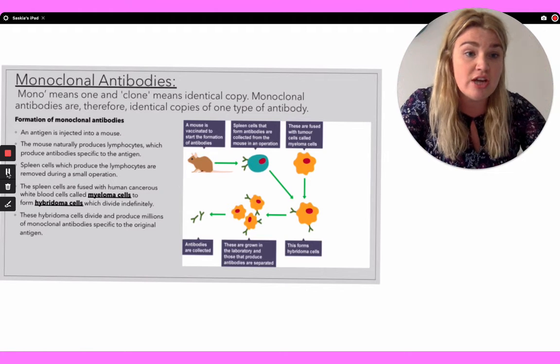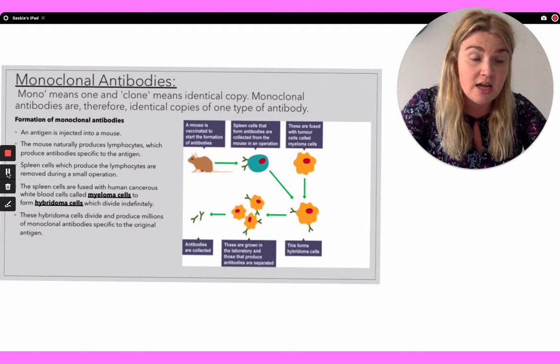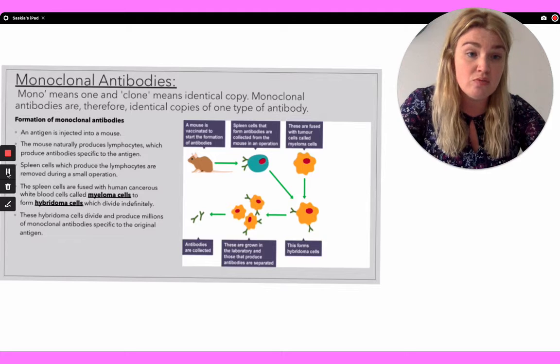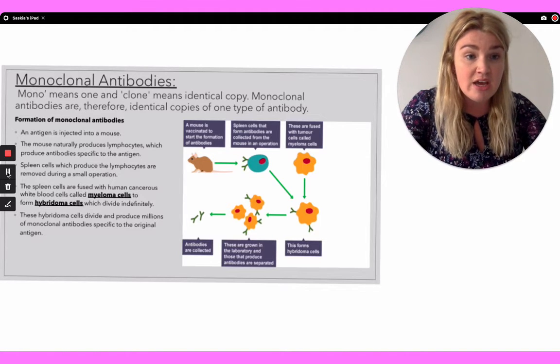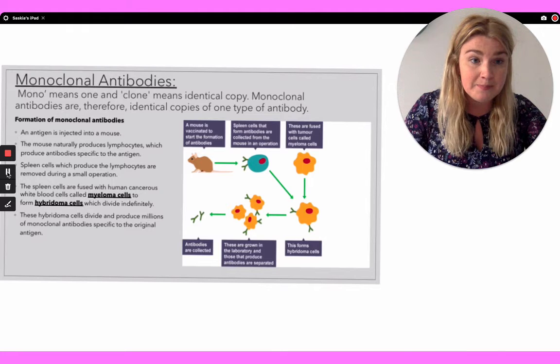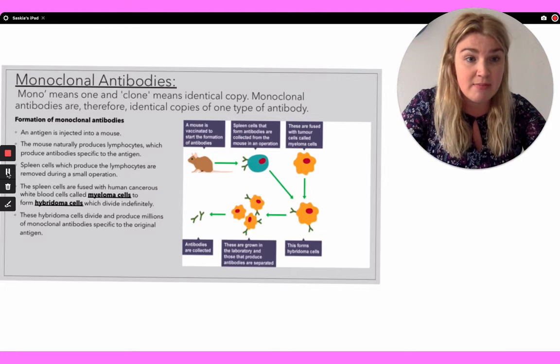So say we've injected this mouse with a certain type of cancer. This mouse then has started an immune response towards that cancer, produced antibodies against that cancer, and we are then extracting those antibodies from this mouse's spleen.